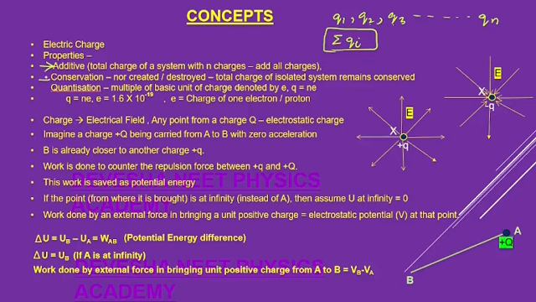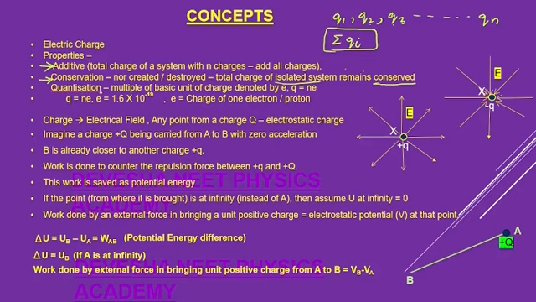Second is the conservation property. It means that the total charge of an isolated system will remain conserved. So if there are multiple charges in a system, the charges can get transferred from one entity to the other, but the total charge in the isolated system will remain conserved. So this is about the conservation.